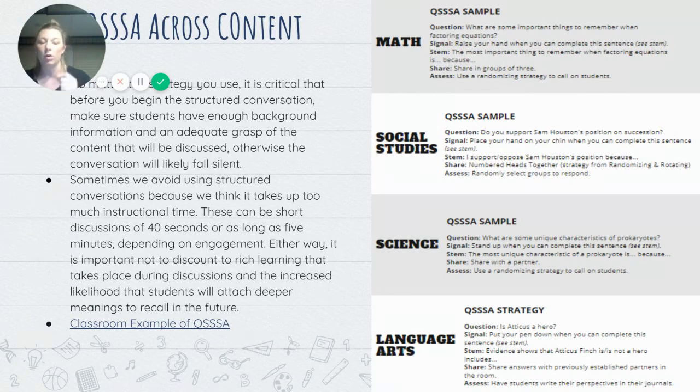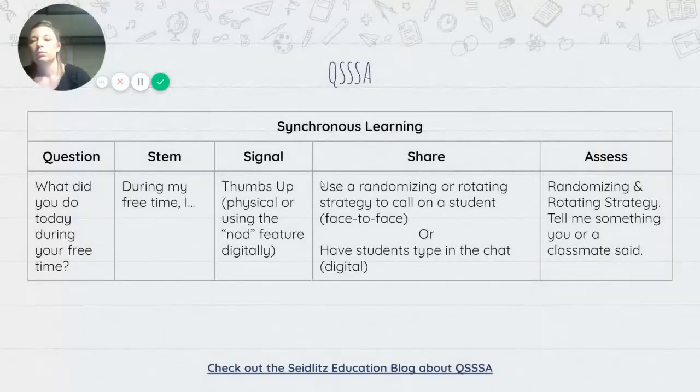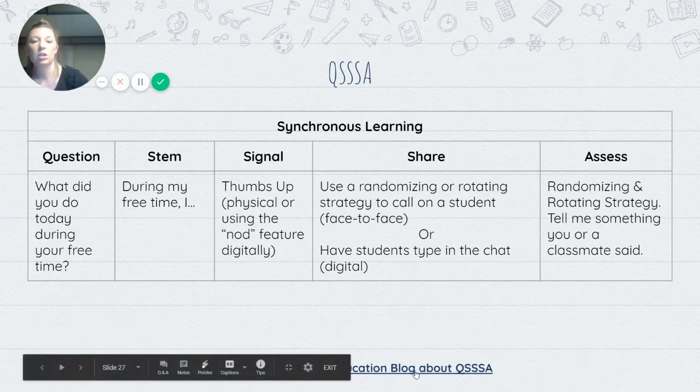This is something that you would want to practice. And your kids would know, we're going to QTripleSi this, so they're going to know what to expect. Again, start with something familiar and move from there. So you've got question, stem, signal, sharing, and assessing. A lot of times your sharing can be one of those randomizing and rotating strategies too, as well as your assessment. Again, here's another resource about QTripleSi.